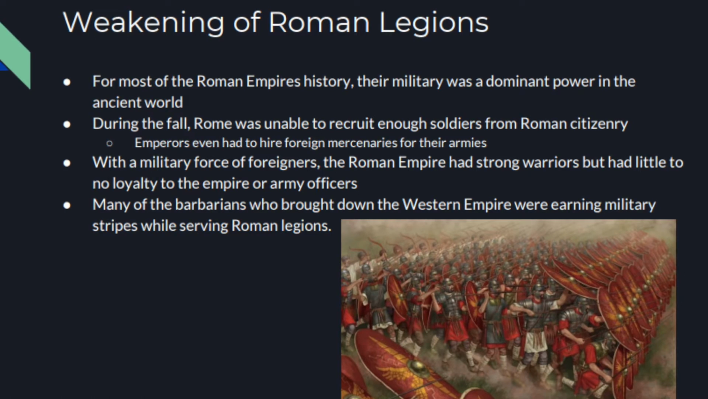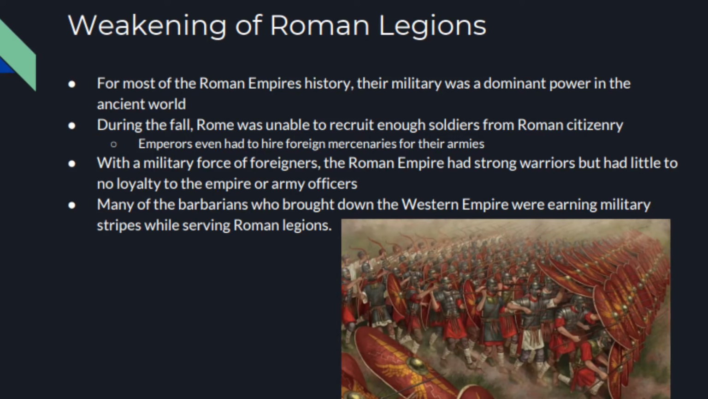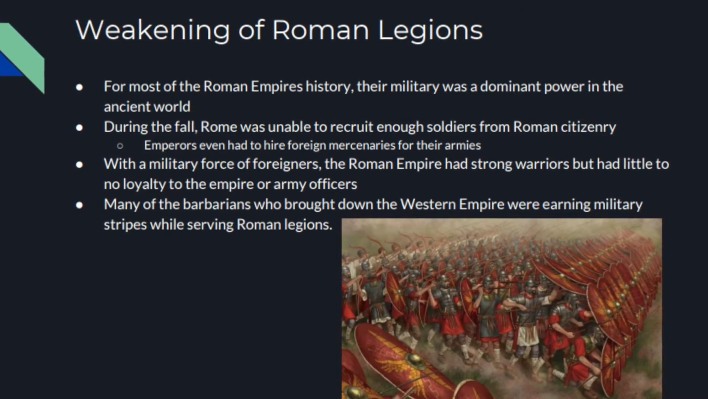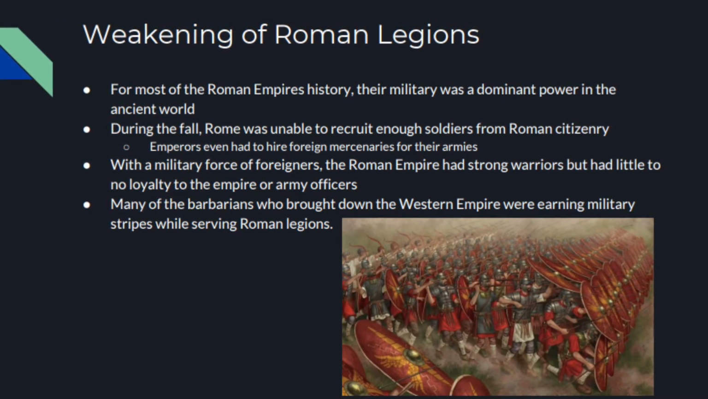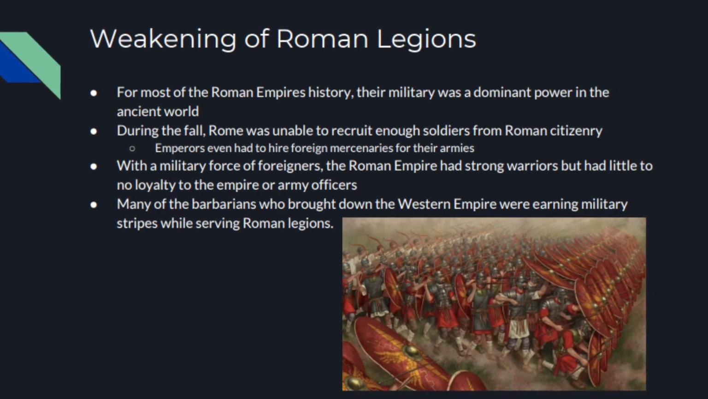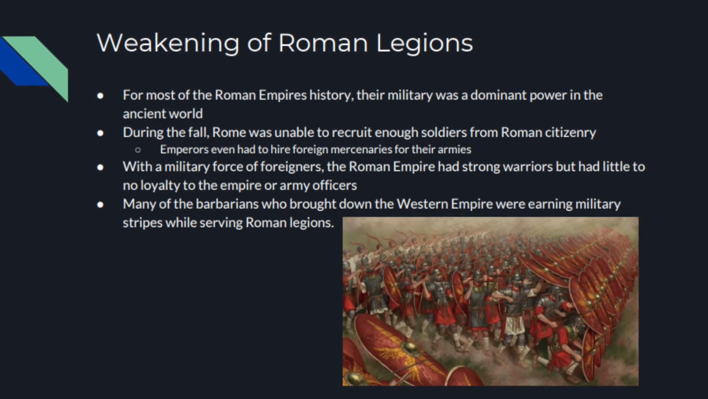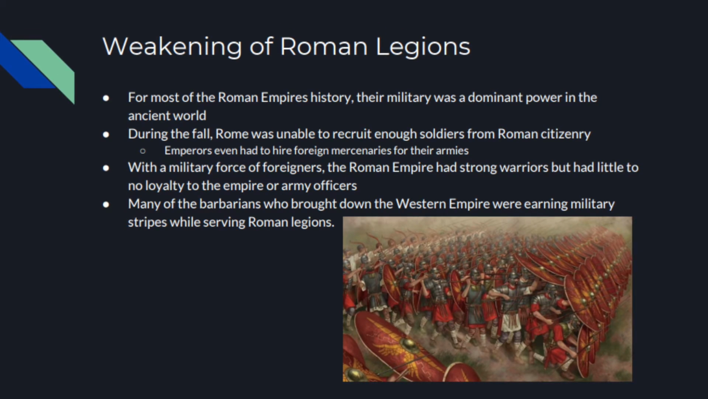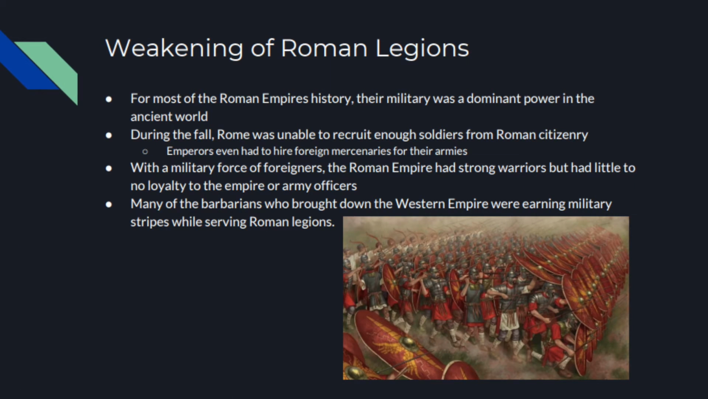Weakening of Roman legions. For most of the Roman Empire's history, their military was a dominant power in the ancient world. During the fall, Rome was unable to recruit enough soldiers from Roman citizens. Emperors even had to hire foreign mercenaries for their armies. With a military force of foreigners, the Roman Empire had strong warriors, but little to no loyalty to the emperor or army officers. Many of the barbarians who brought down the Western Empire were earning military stripes while serving in Roman legions.